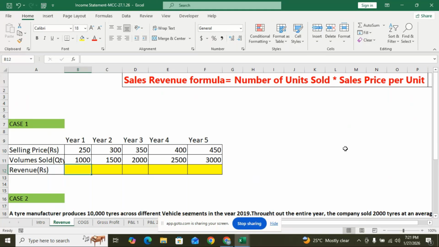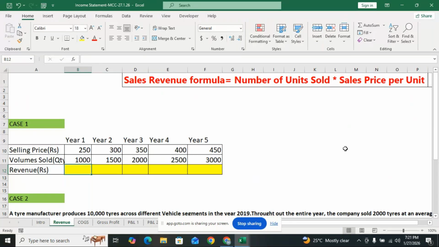So here we have this case 1. It's a very simple case which you can do by yourself, but anyway, I'll explain it. For all the 5 years we have given the selling price. For year 1 the selling price is 250, for year 2 it is 300, for year 3 it is 350, for year 4 400, and for year 5 it is 450.